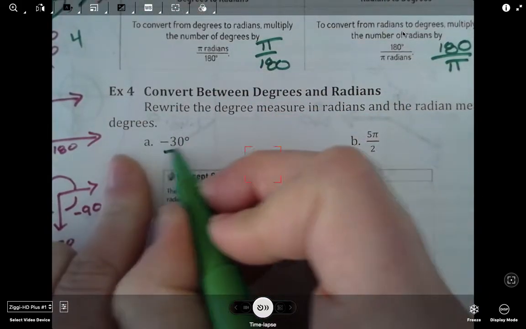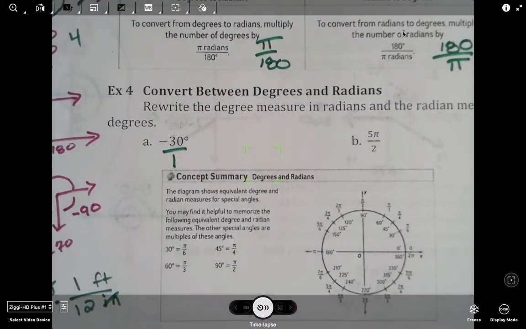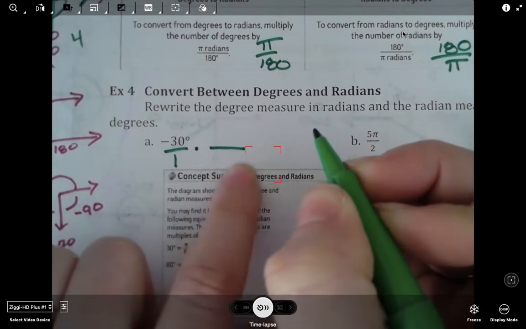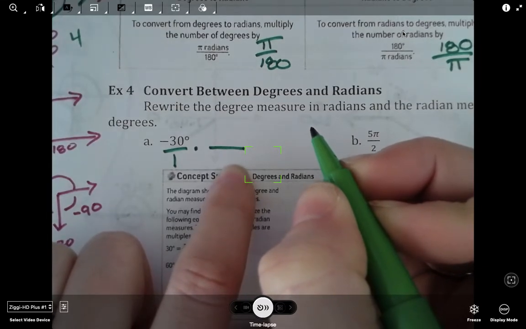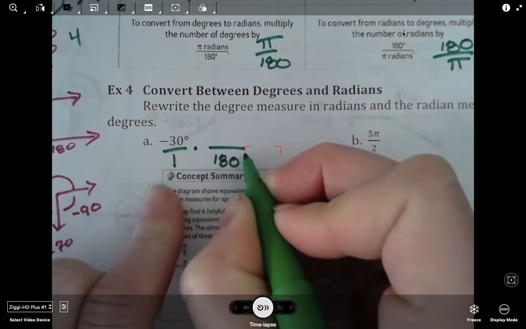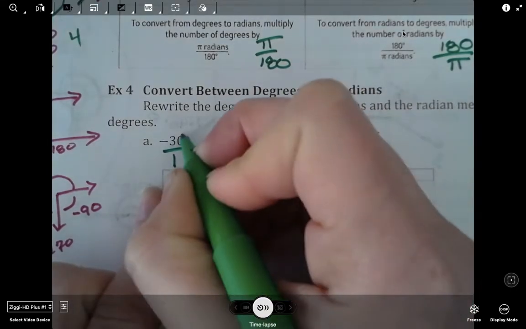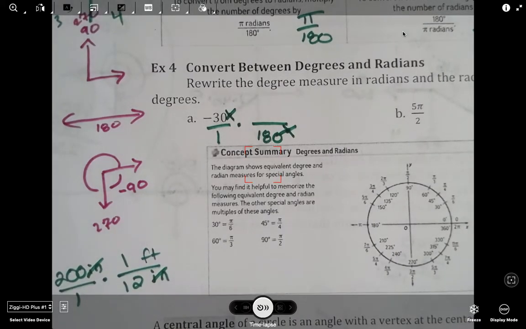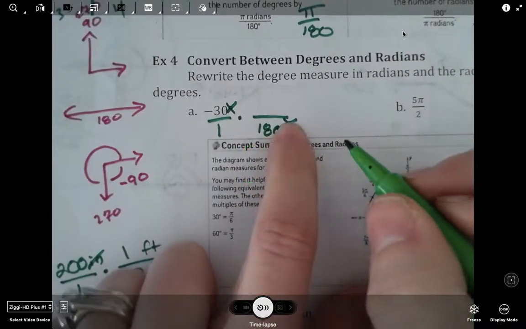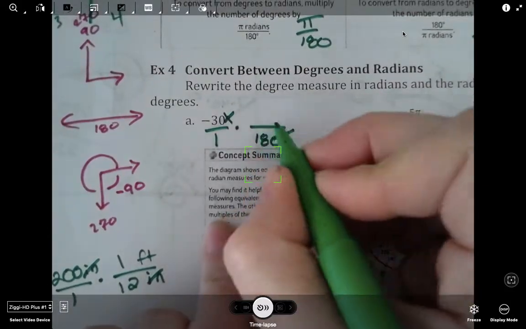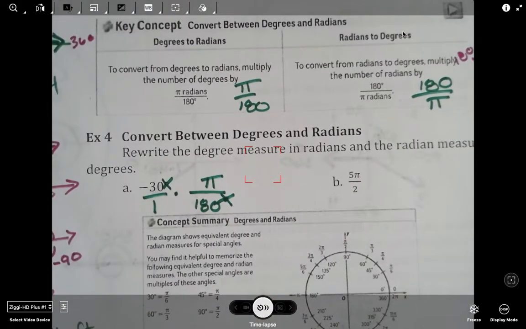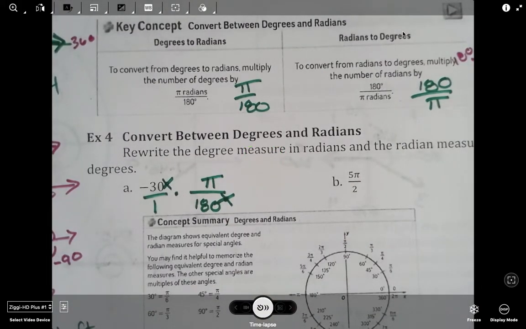In part A, you're trying to go from degrees to radians. So I'm going to write that as a fraction, negative 30 degrees over 1. Then if I'm going to multiply by another fraction, what do I want to have on the bottom? I want 180 on the bottom because I want the degrees to cancel with the degrees, kind of like the inches canceled with inches. Does that make sense? But what is 180 degrees equivalent to? Pi. So in that case, we're going to use pi over 180 to switch to the other one, and then we just reduce.